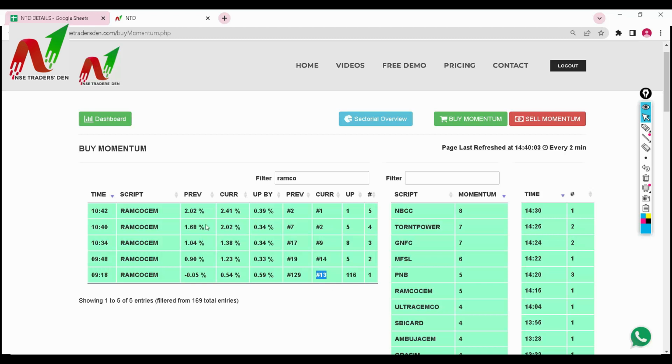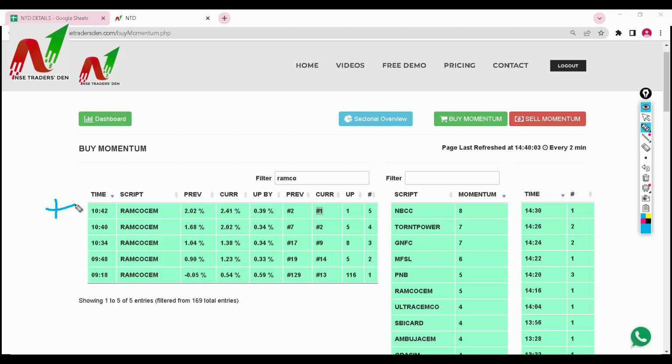Then at 9:48 the second block order came, the price became even stronger and the position also became a bit stronger. The last block order was at 10:42 until now, and the position for that stock was number one. This shows you the position of the stock, and if the price was negative and then with the help of a block order the price turned positive, it's a great sign to pick that stock in intraday.